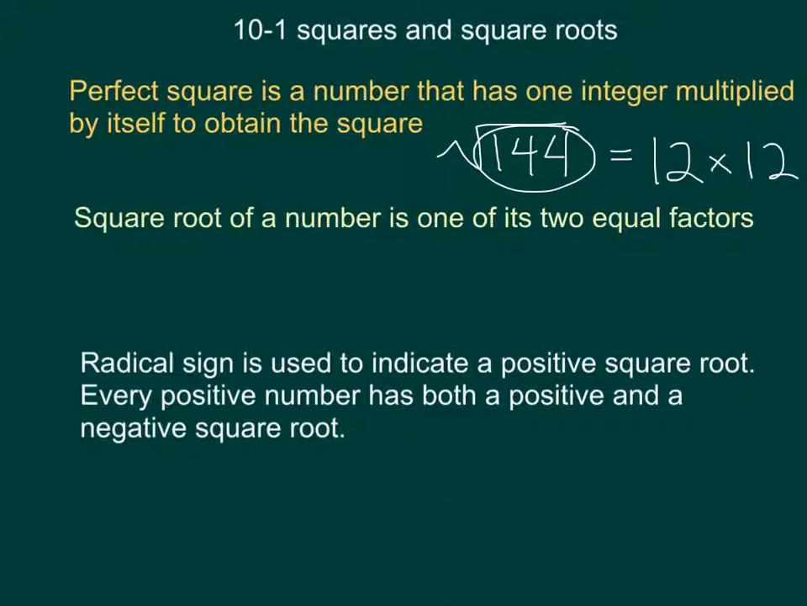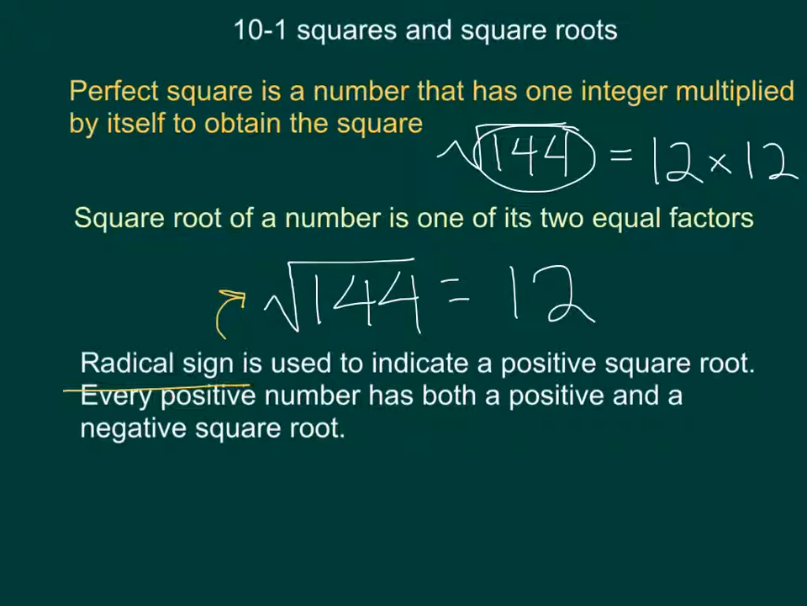So the 144 is a perfect square. Square root of a number is one of two equal factors, which we just saw. So the square root of 144 would be 12. You don't have to list both factors, just one. This symbol that's here outside that we call square root of something is called the radical sign, and it is used to indicate a positive square root. Every positive number has both a positive and a negative square root, and we'll look more at that to come.